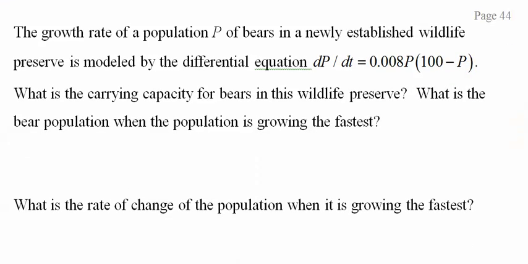So now we're going to let you do some work here. What is the maximum carrying capacity for the wildlife preserve? Well, it's right there, m equals 100. What is the bear population when the population is growing the fastest? And that's what I just said. I'll put fastest growth is 50. I just put 50 bears.